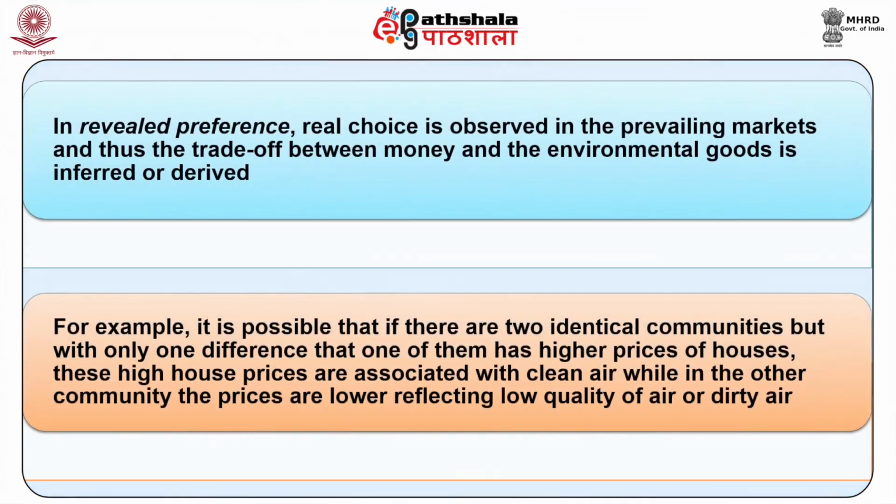In revealed preference, real choice is observed in the prevailing markets and thus the trade-off between money and the environmental goods is inferred or derived. For example, it is possible that there are two identical communities but with only one difference: one of them has higher prices of houses, these high house prices being associated with clean air, while in the other community the prices are lower, reflecting low quality of air or dirty air.